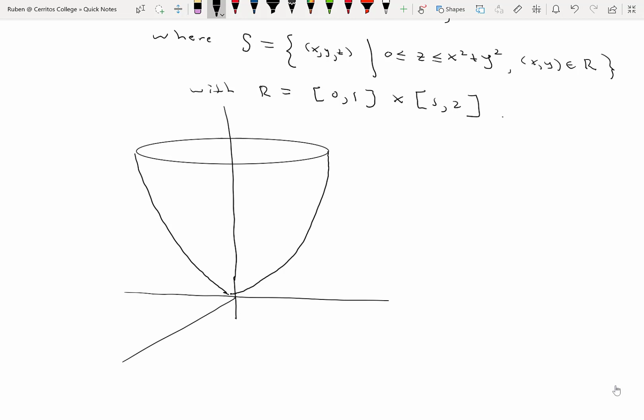So let's get an idea, if we can, of what our actual solid S looks like. Along the x-axis, we're looking at 0 to 1. Along the y-axis, we're looking at 1 to 2. So the base of our solid is this little rectangle from 0 to 1 along the x-axis, 1 to 2 along the y-axis. Above is our solid.